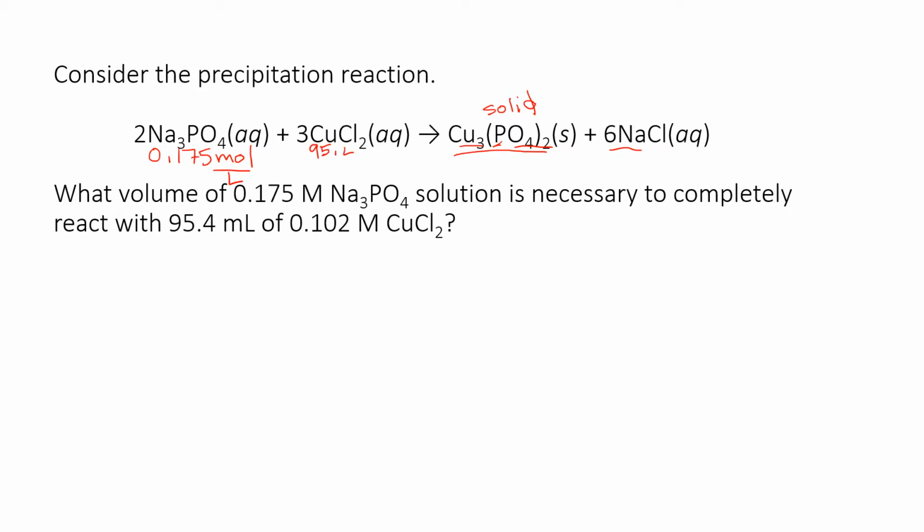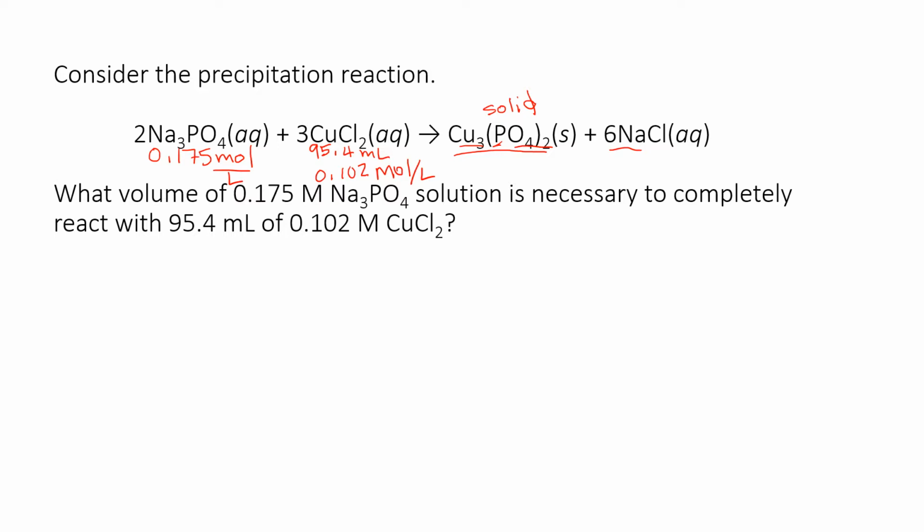95.4 milliliters of copper 2 chloride at a concentration of 0.102 molar. Okay, so I'll go ahead and write this in moles per liter too. All right, so what we need to do, guys, is get the moles of copper 2 chloride, that would allow us to utilize the mole ratio to then get the moles of sodium phosphate.